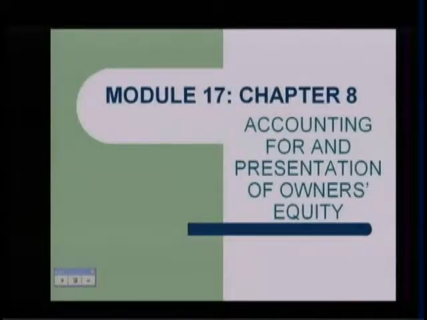Welcome back to Accounting 5000, where we're going to be beginning Module 17, Chapter 8. We're going to finish up Chapter 8 and talk a little bit about stock dividends, cash dividends, treasury stock, and a few other items that are going to be showing up at the end of the owner's equity section. So let's start out by talking a little bit about stock dividends.